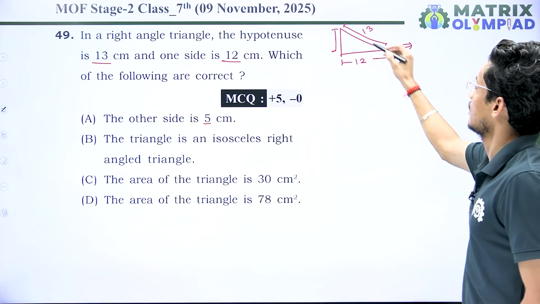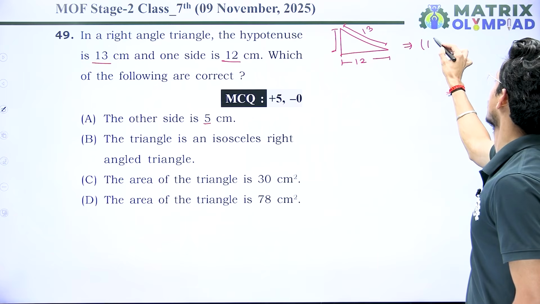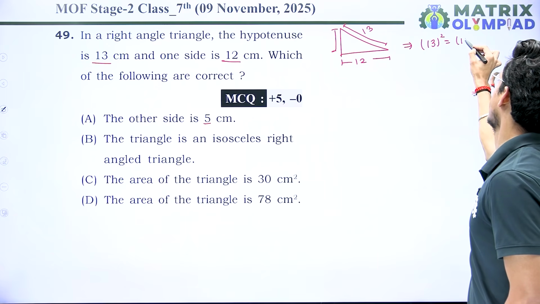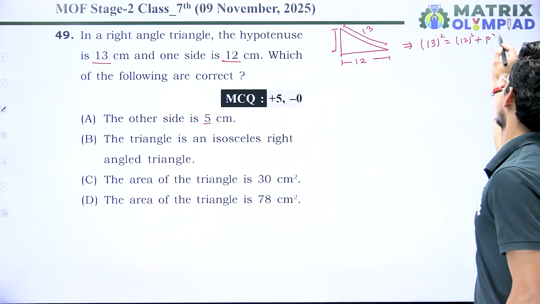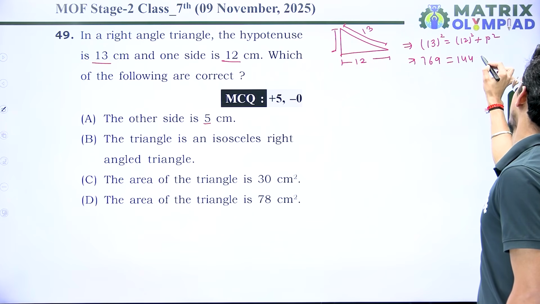We know we can use here the Pythagoras theorem. So we know hypotenuse square, it means the square of 13, which is equal to base square plus perpendicular square. So 13 square, that is we know 169, equal to 12 square 144 plus p square.